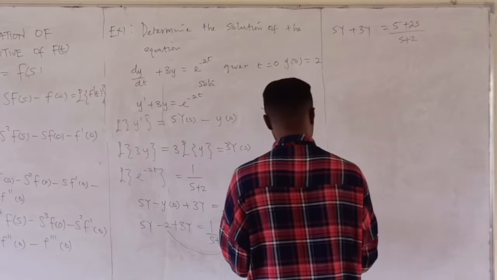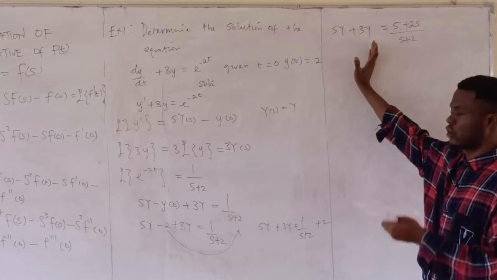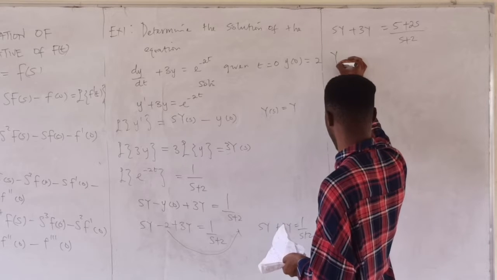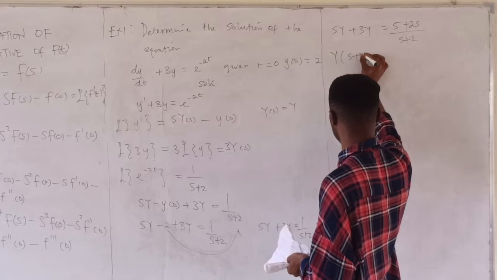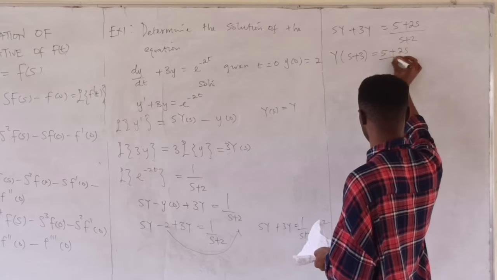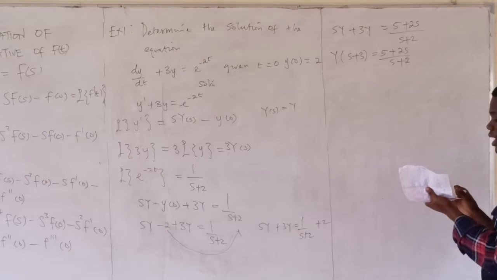Alright, so let's continue. The next thing we are going to do is to factor out the y from your left hand side. Factor out the y. So when we factor out this y, we have y into s plus 3 equals 5 plus 2s divided by s plus 2. Alright, so this is what we are going to have.